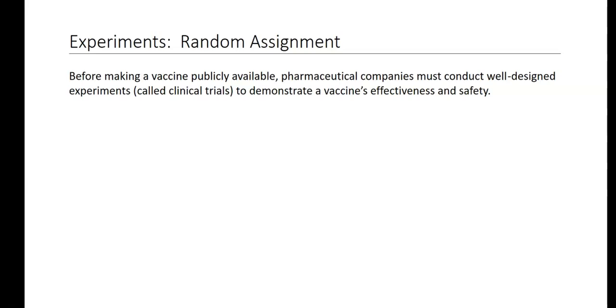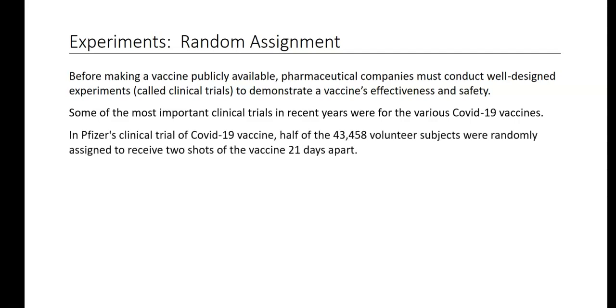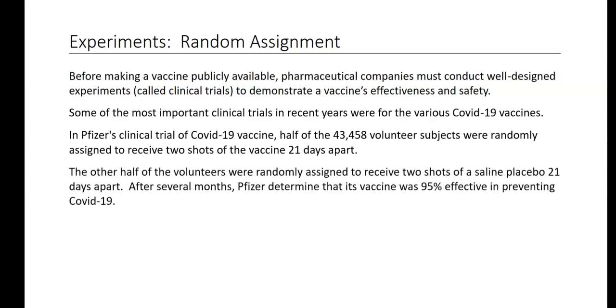For making a vaccine publicly available, pharmaceutical companies must conduct well-designed experiments called clinical trials to demonstrate a vaccine's effectiveness and safety. Some of the most important trials in recent years were for the various COVID-19 vaccines. In Pfizer's clinical trial, half of the 43,000 subjects were randomly assigned to receive 2 shots of the vaccine 21 days apart. The other half were assigned to 2 shots of a saline placebo that doesn't hurt or help anything, or shouldn't in general. After several months, Pfizer determined that its vaccine was 95% effective in preventing COVID-19.